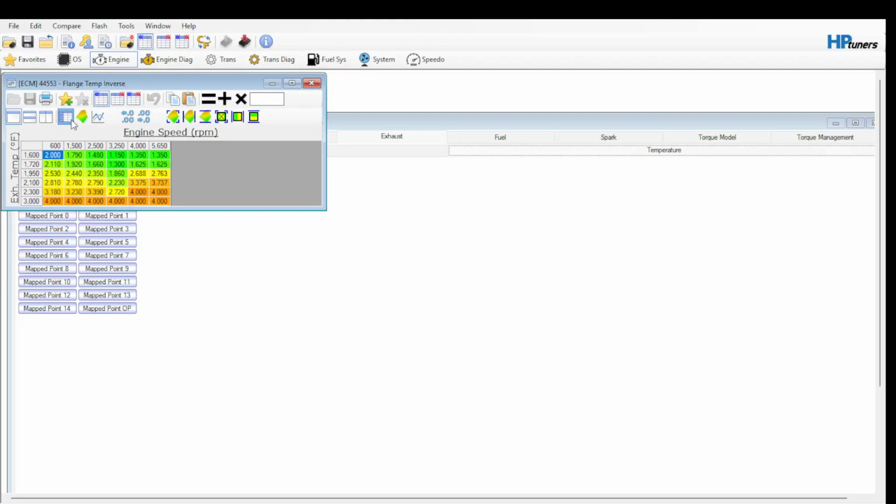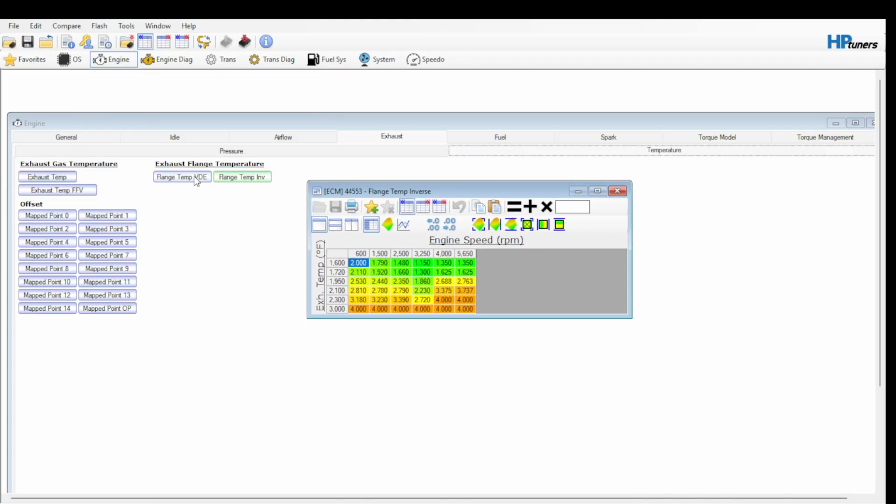So here you go. You can now see the changes I made. So this is your flange temp. They're not measuring the temperature anywhere. They're simply guessing the temperature based off of another table, based off of RPM and exhaust temperature. Now, how do they know the exhaust temperature? They're also guessing it, right? But it's not to say that their guesses are terrible.